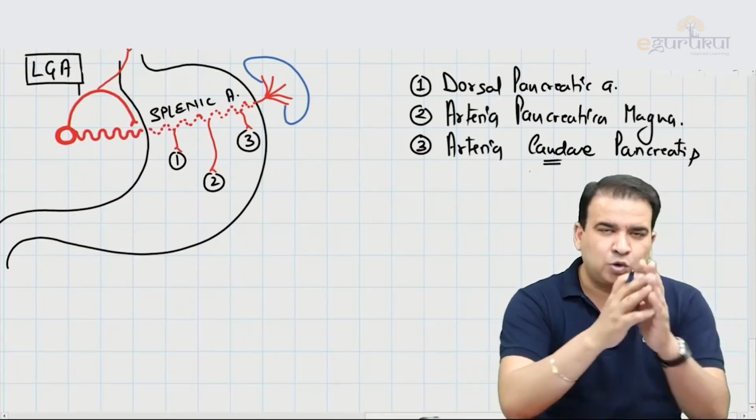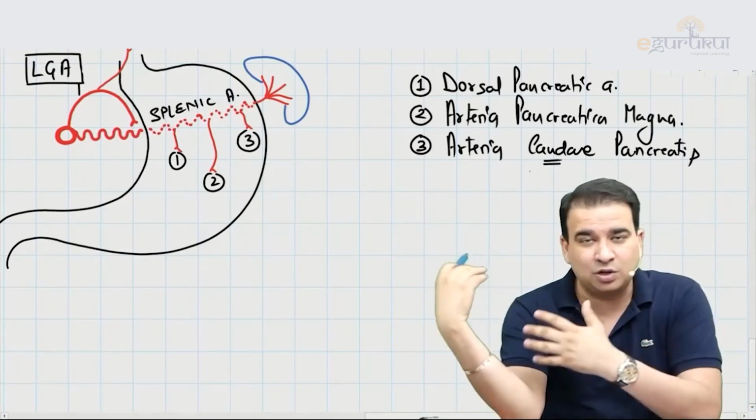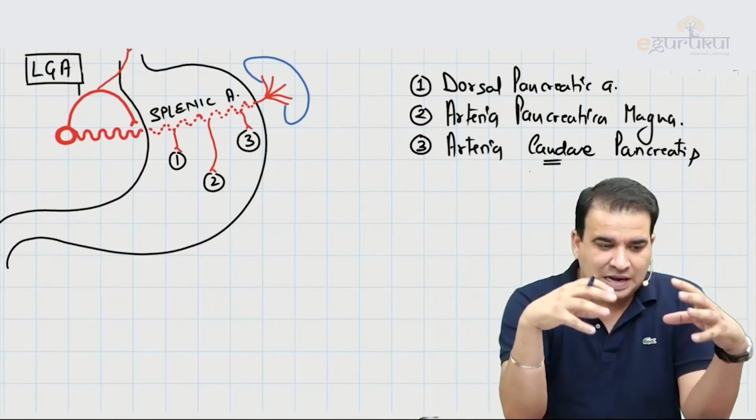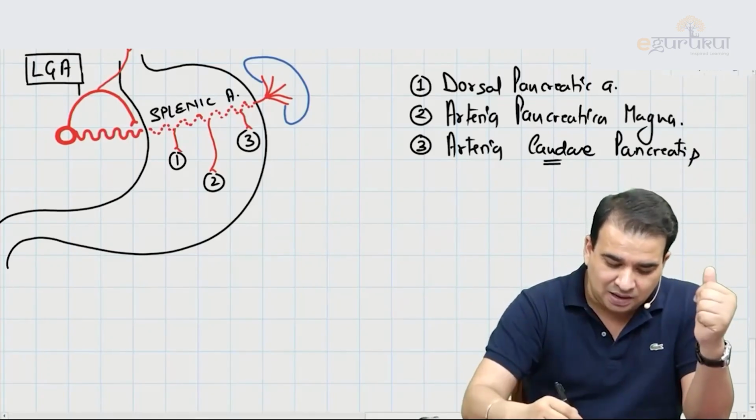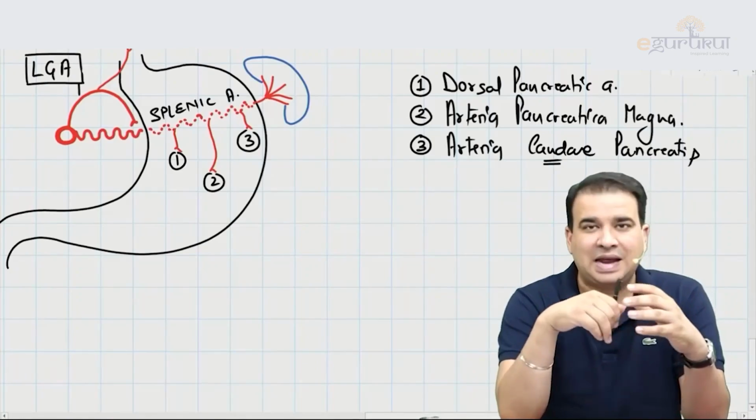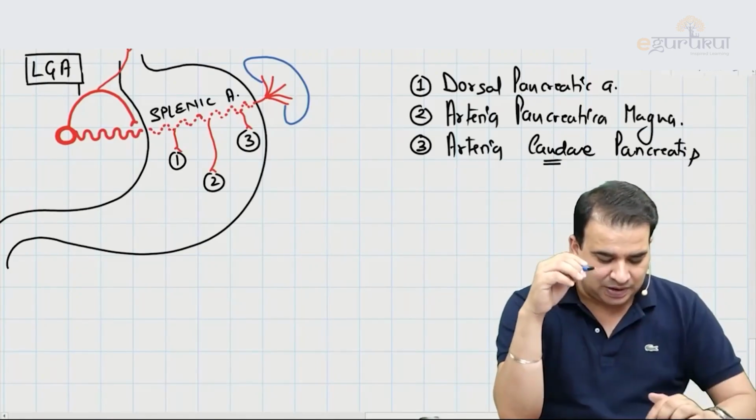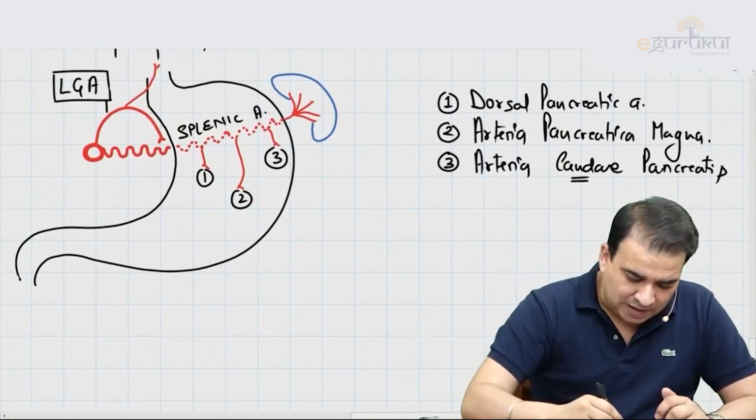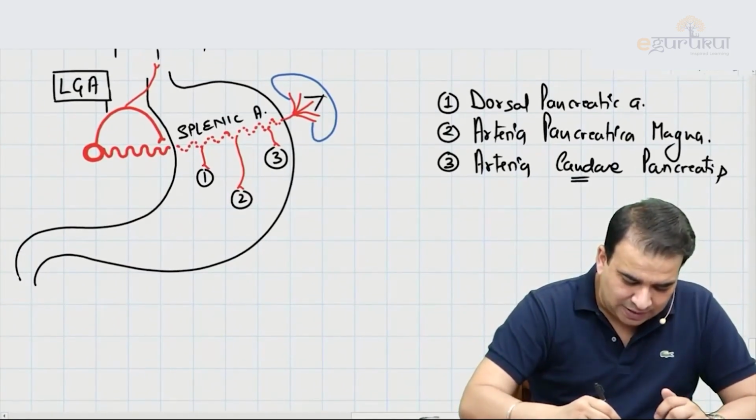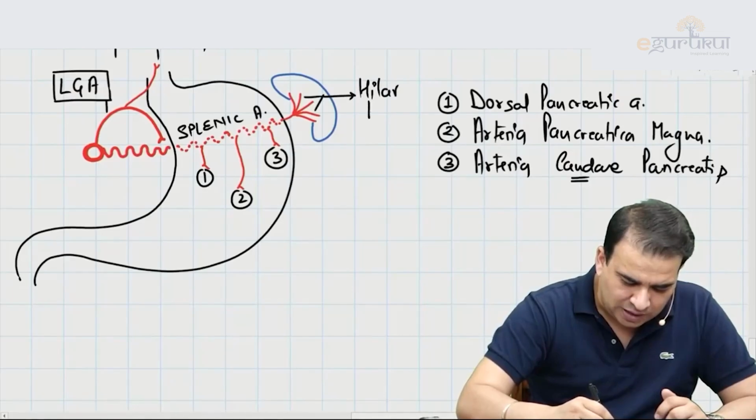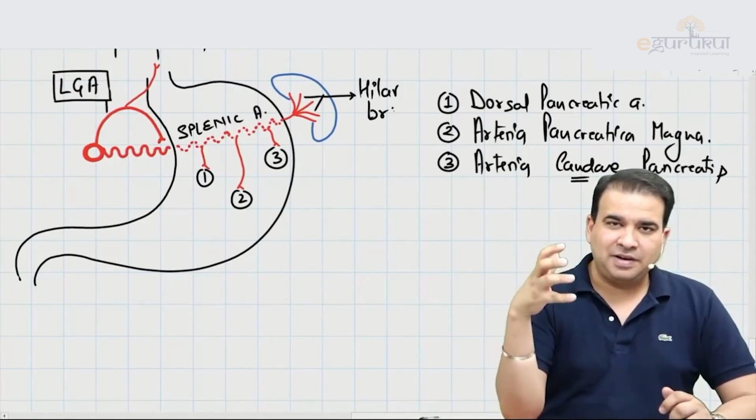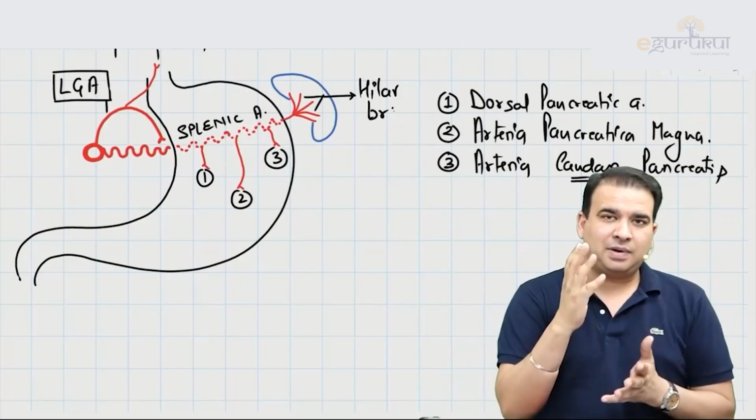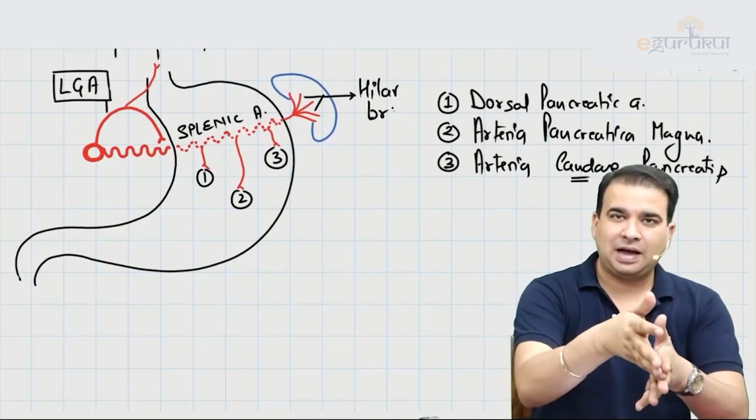So out of numerous branches which are supplying the pancreas, these are not the only ones. These are the three major named branches to supply the pancreas: the dorsal pancreatic, arteria pancreatica magna, and arteria chordae pancreatis. Once the splenic artery comes out at the greater curvature, you can see it is dividing into numerous hilar branches to enter inside the spleen. In the spleen, most of the time, the splenic artery divides outside the hilum only, numerous hilar branches, and those arteries will go inside the hilum of the spleen.